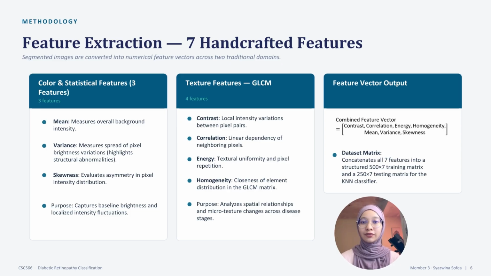Finally, all 7 handcrafted numerical values are concatenated into a single feature vector per image. This feature vector forms a structured 7-column matrix, yielding a 500 times 7 training matrix and a 250 times 7 testing matrix, which serves as a direct numerical input for our classifier. So I will now hand over to the next presenter to explain how this feature matrix is classified.